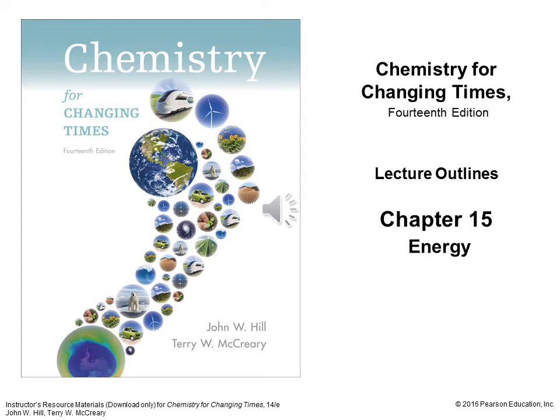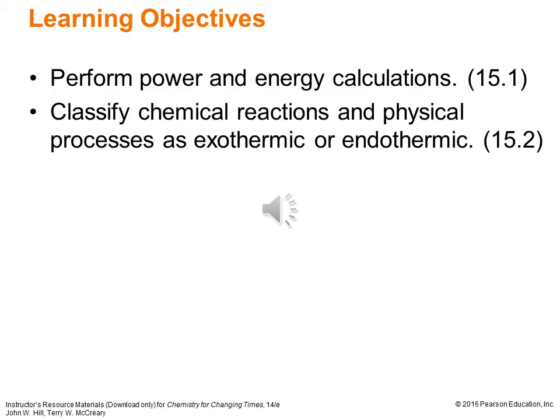Alright, so moving into the last of our topics for this overview, we have chapter 15 on energy. Obviously an important topic, and one that's been in the news for a long, long time. Energy is important to the modern life we enjoy, and we have to consider how we're going to continue to enjoy such modern conveniences by finding new and different sources of energy. So the main objectives for this chapter will be to be able to perform power and energy calculations, and then to classify chemical reactions and physical processes as either exothermic or endothermic.